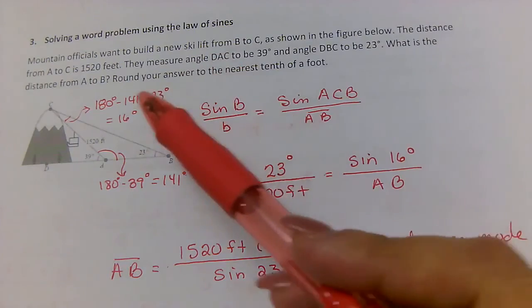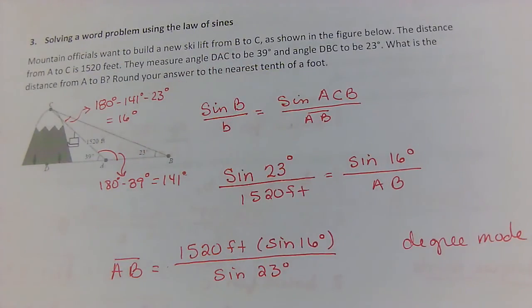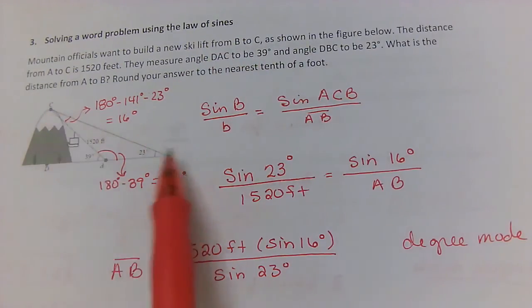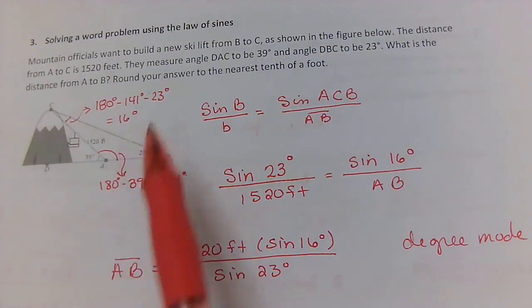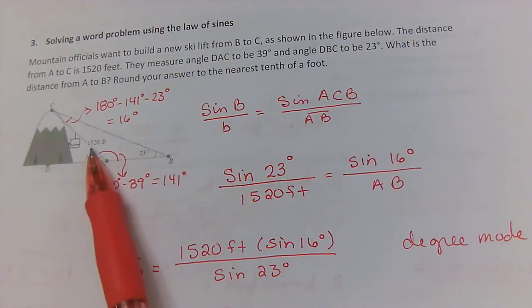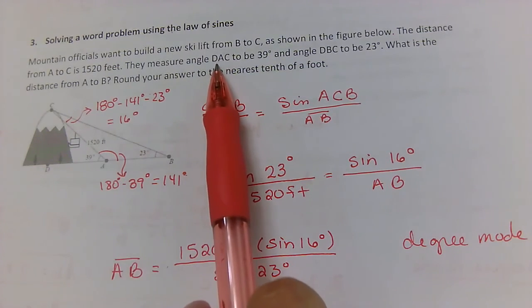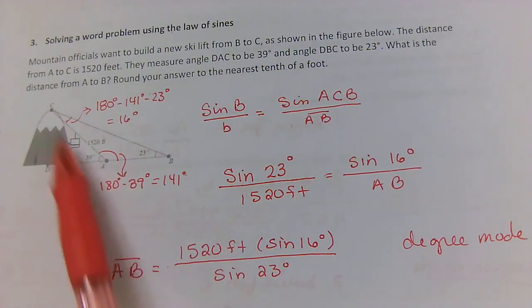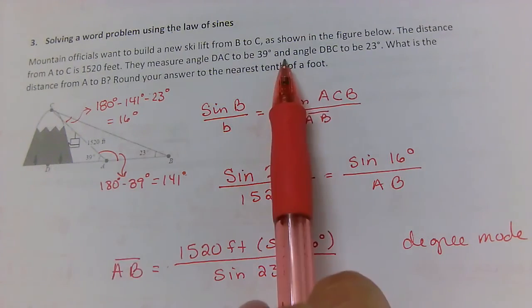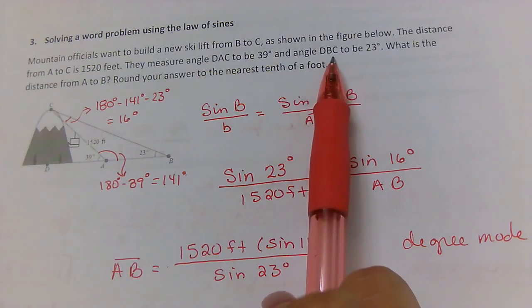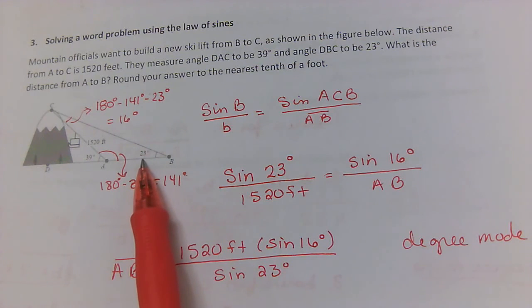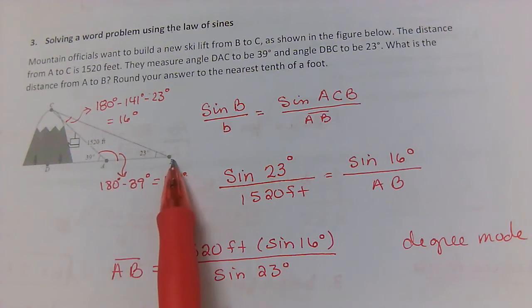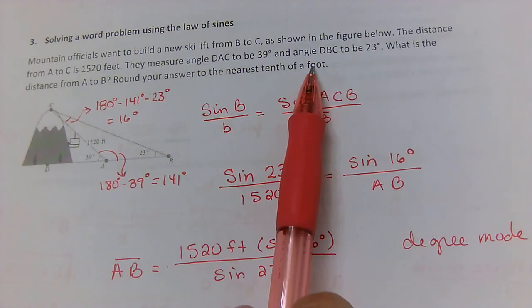Okay, number 3, it says the mountain officials want to build a new ski lift from B to C, from here to here. As shown, the distance from A to C is 1520, and they measure the angle DAC to be 39 degrees, and angle DBC to be 23 degrees. What is the distance from A to B? Round your answers to the nearest foot.